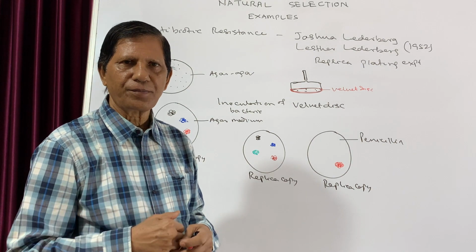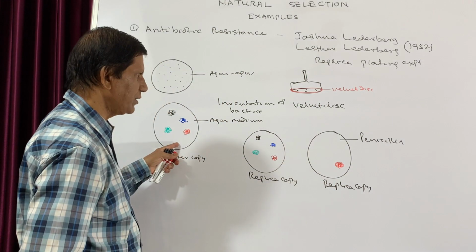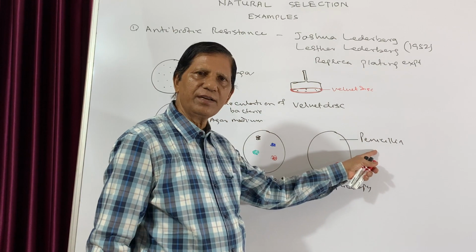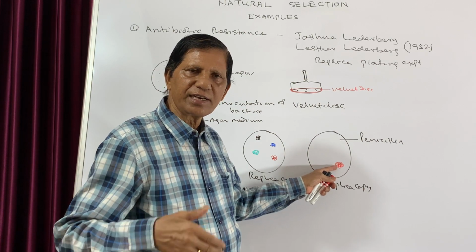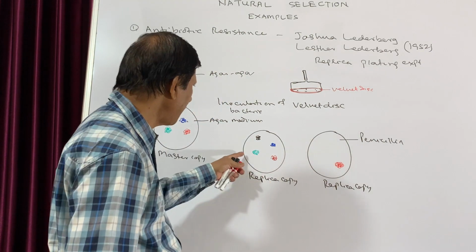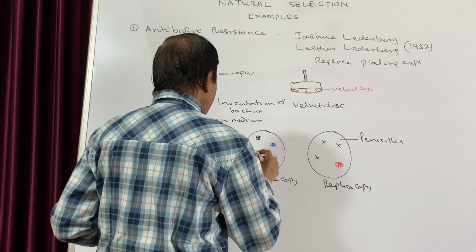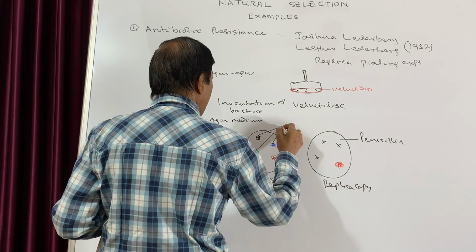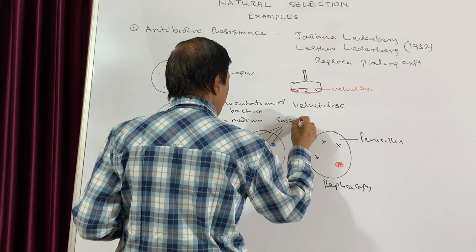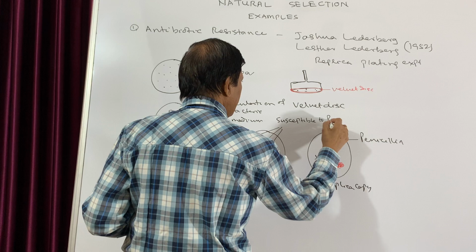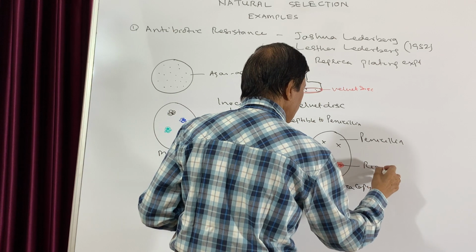What does it mean? It means this type, the red type of bacteria that has been taken from this place, is resistant to penicillin. That means even if penicillin is there in this medium, it is resistant to it and is capable of growing and multiplying. While the other three forms have been killed. That means these three bacteria are susceptible to penicillin, while this one is resistant to penicillin.